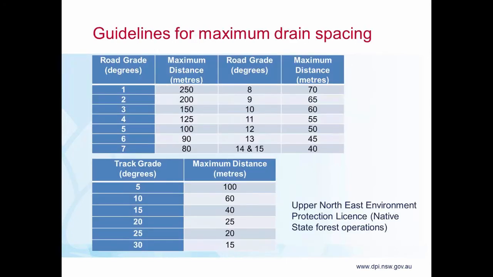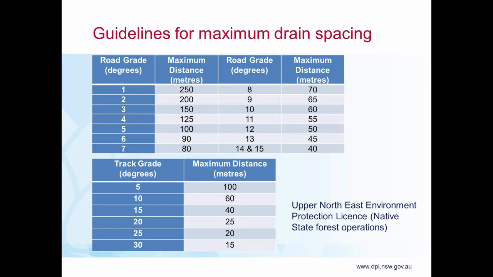So just looking at that, in the next slide, in terms of some tables, again, these are from the Upper Northeast Environment Protection Licence issued to what's now the Forestry Corporation of New South Wales. You can see there, as I mentioned, a road grade in degrees of just 1 degree can have a maximum drainage distance of 250 metres, whereas if you get down to, at the bottom, a 30-degree slope, with a track, it's recommended that you don't have drains spaced any further apart than 15 metres. So again, common sense, but some useful guidelines.